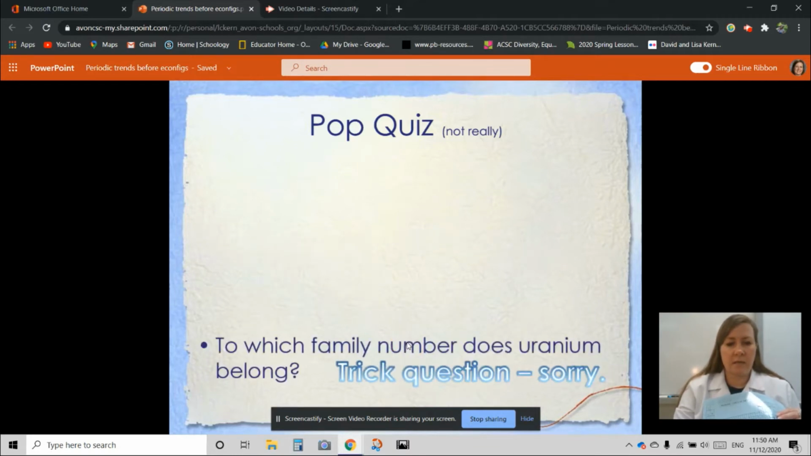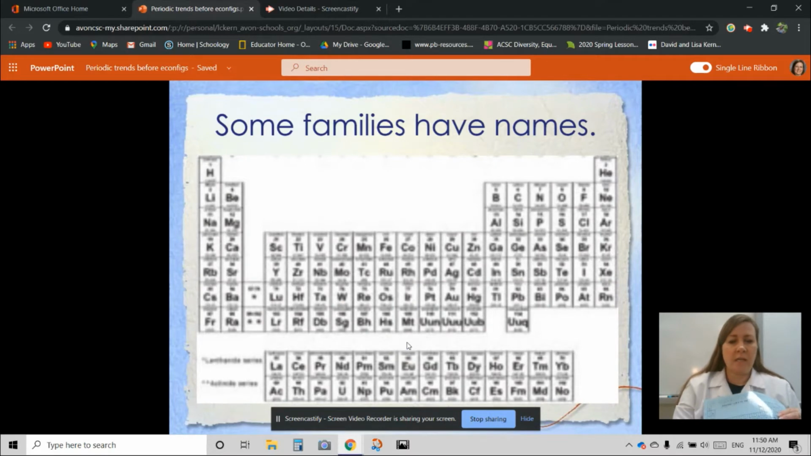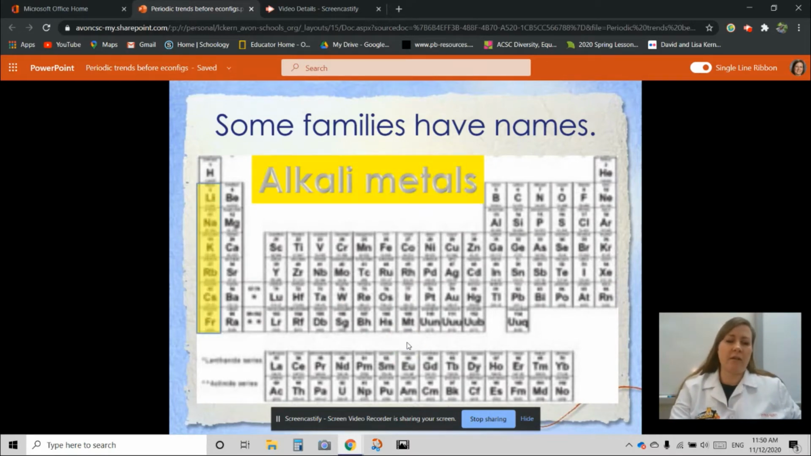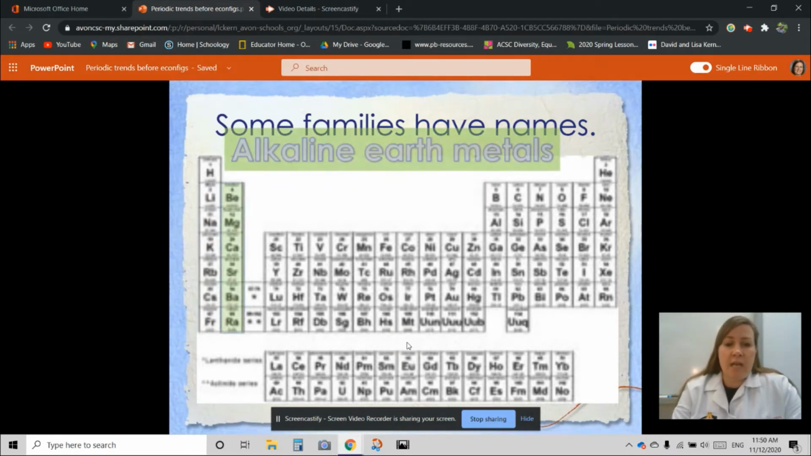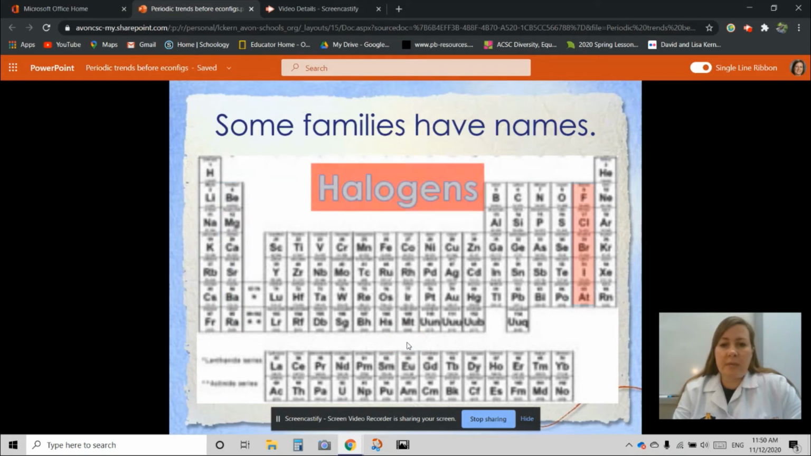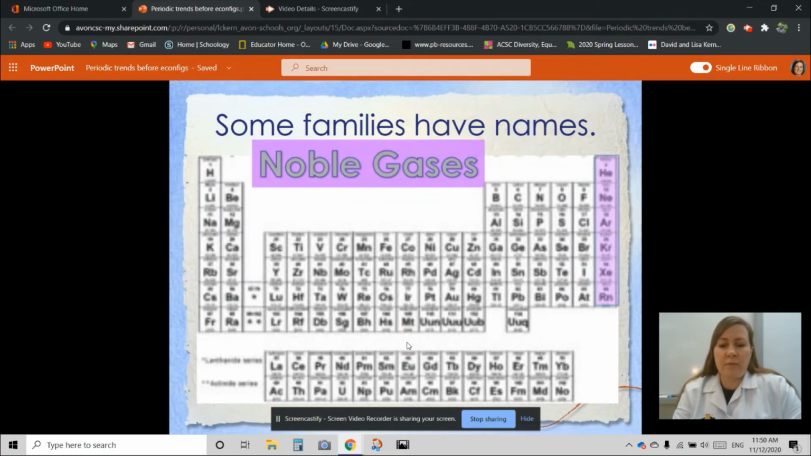Then we talked about some specific families that have special names. We've got the alkali metals here, which, by the way, does not include hydrogen. We've got the alkaline earth metals next, then the halogens, and then at the far side, the noble gases. Again, the noble gases are ones that all have their outermost energy level of electrons filled. And so because of that, they never bond with anything. So they're kind of boring, but they do some cool stuff. Helium's fun.